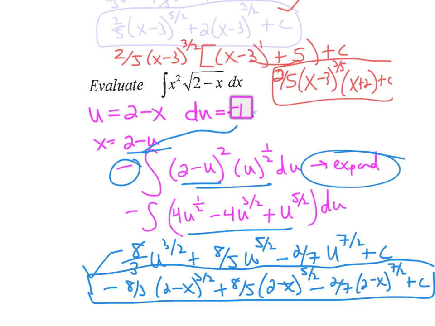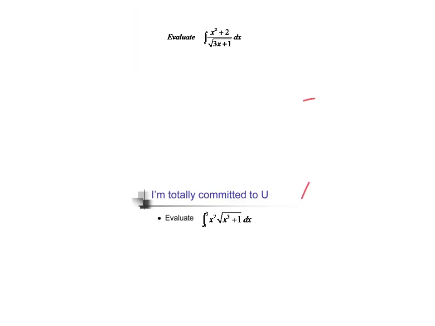A slightly better version of this would be to factor out that 2 minus x to the 3/2, but I'm not going to hold you to that right now.